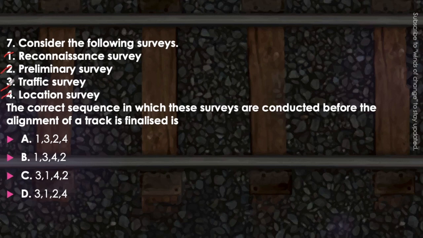Okay, so the sequence will be 3, 1, 2 and 4. Which one will be the correct one? 3, 1, 2, 4 is option D. So option D will be the correct answer.